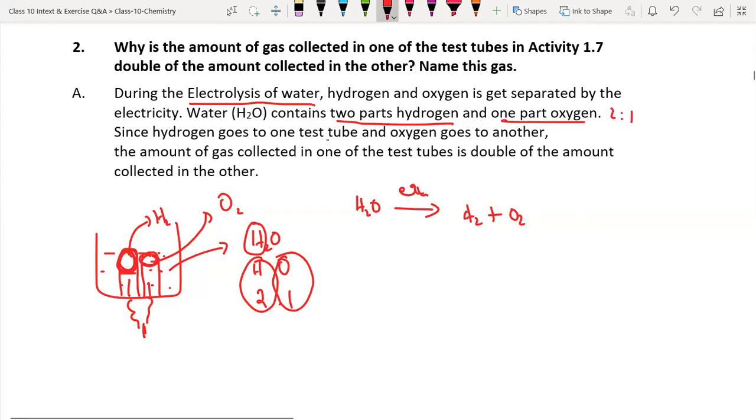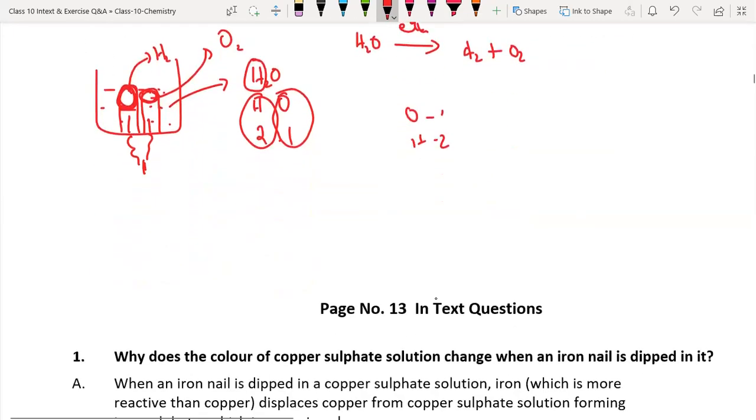Since hydrogen goes to one test tube and oxygen goes to another, the amount of gas collected in one of the test tubes is double the amount collected in the other. So if oxygen is one part, hydrogen will be two parts. That is the explanation for this question.